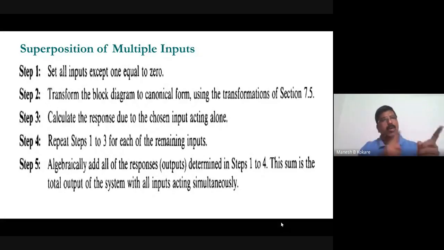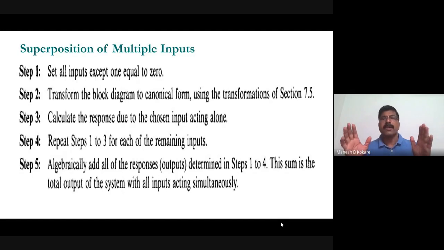Like for example, R1 is one input and C1 is one output. R2 is another input and C2 is the second output. So you have two inputs R1, R2, and you have two outputs C1, C2. So multiple inputs and multiple outputs are there. Now, how to find out the overall transfer function? When you are considering R1 as an input, at that time you have to consider R2 as 0 and just find out the C1 by R1 transfer function. So you got C1 by R1 by eliminating R2 or by setting R2 equal to 0.